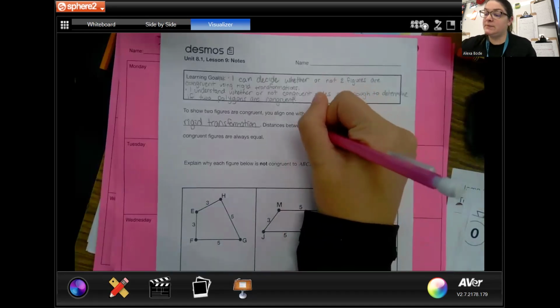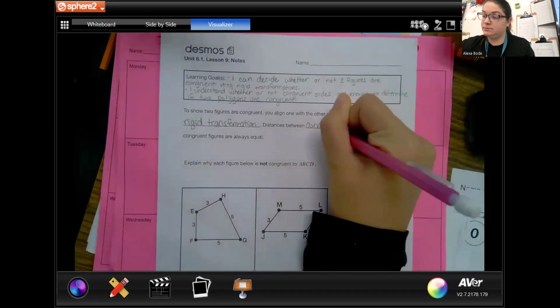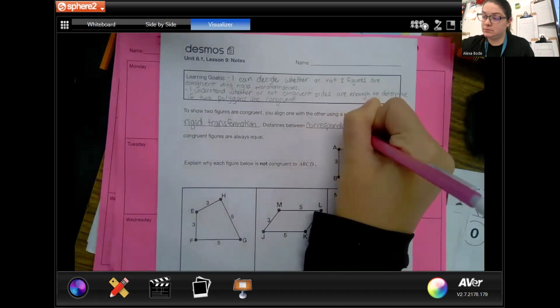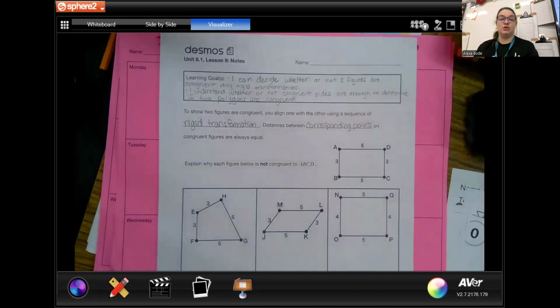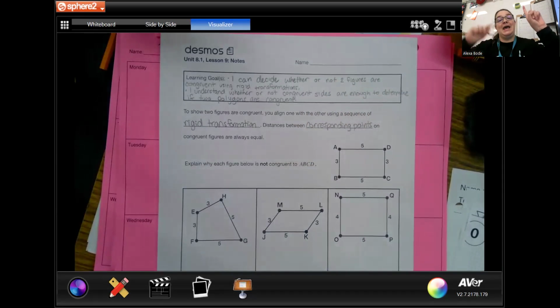Distances between corresponding points on congruent figures are always equal. So the side lengths, the distance between one point and the other on the shapes, are going to be the same as long as you're looking at corresponding points. If you're looking at A and B on this one, but then you're looking at B prime and C prime on this shape, those aren't corresponding. You need to make sure that it's A and B, A prime and B prime. Make sure they are corresponding.